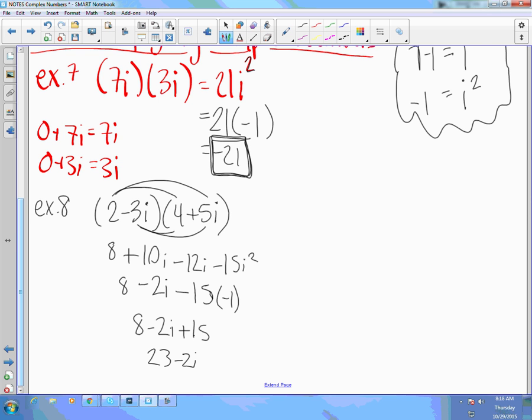Okay, great. And box it up. Thank you. Now, some of you did 8 minus 15 and got a negative 7. It should be positive because it was a negative 15 times a negative 1. Any questions on that problem?